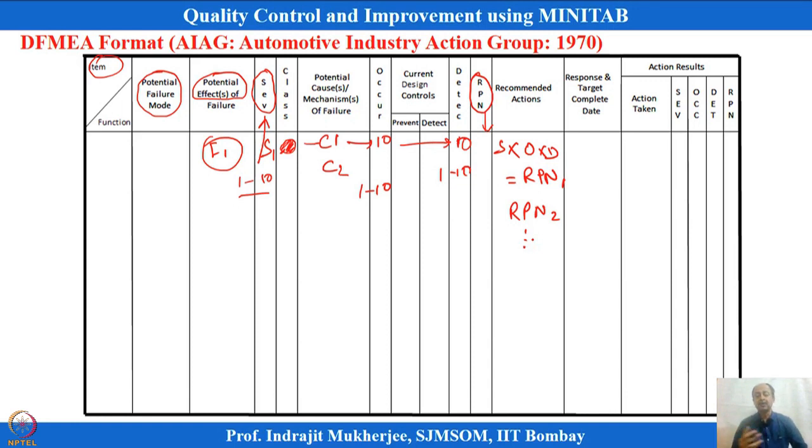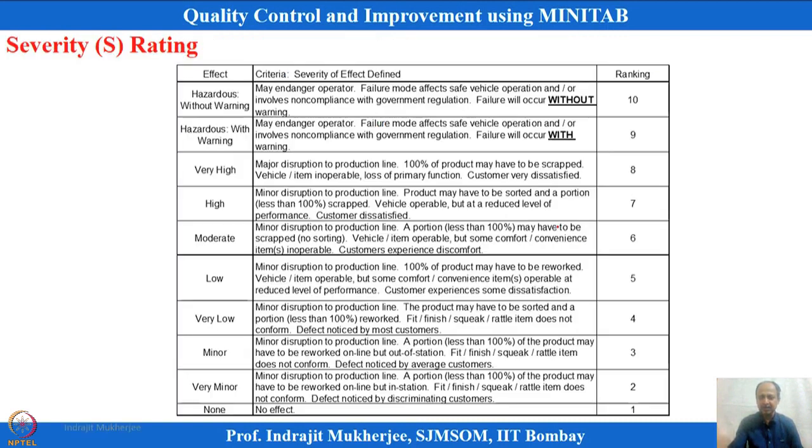Every time you make some improvements, you recalculate. Severity will not change. Occurrence will reduce if you take some corrective action, and detection will improve. If you improve the detection, your score will go down. If the frequency of occurrence of the cause goes down, the score will go down. And if you have a strong detection, the score will also go down. Then the risk priority number will go down too. So this is the risk priority number.